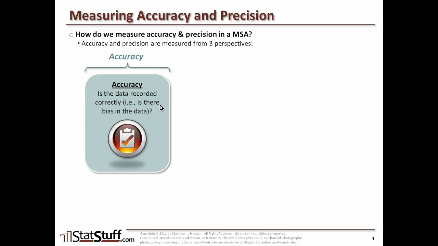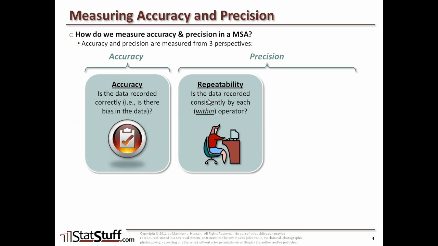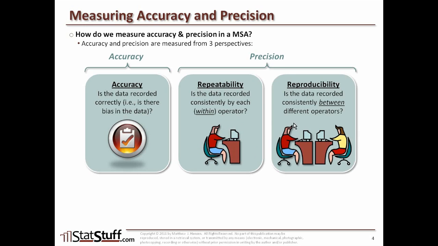Is the data recorded correctly, or is there any bias within the data? But from a precision perspective, we're actually going to explore that from two different perspectives. First of all, repeatability: is the data recorded consistently by each operator, or within the performance of each operator? Versus reproducibility, which is: is the data recorded consistently between different operators? So one is looking at the performance within the operator, the other one is looking at the performance between two or more operators. That might be confusing.